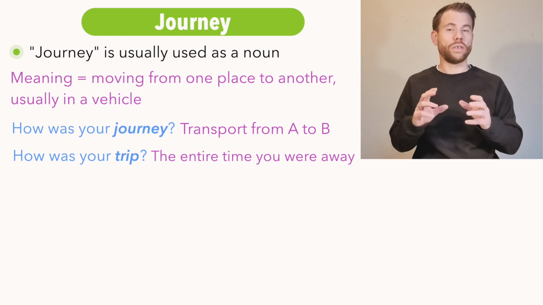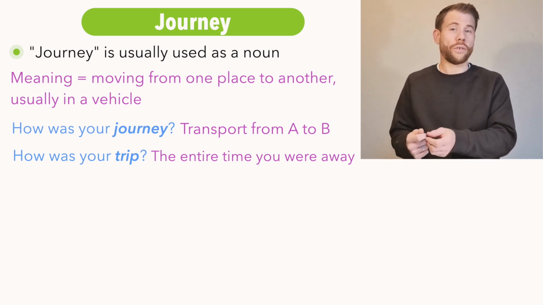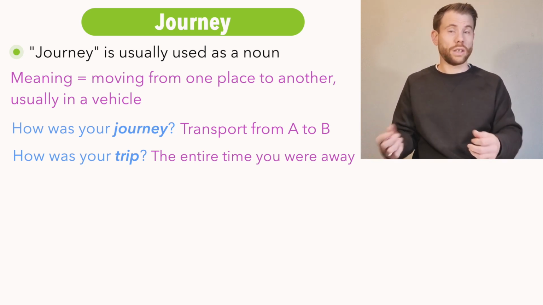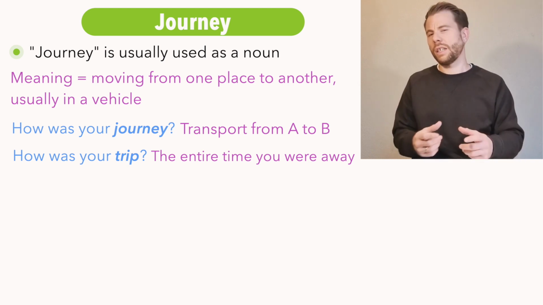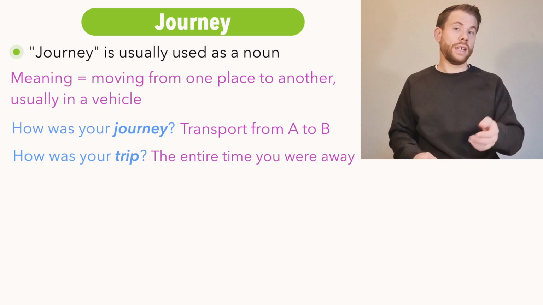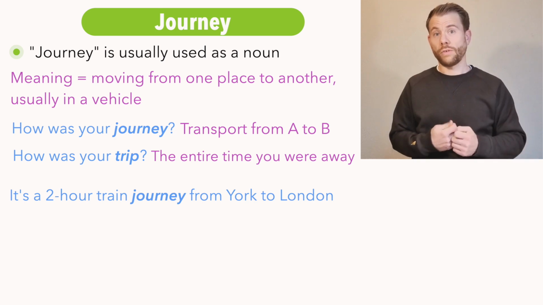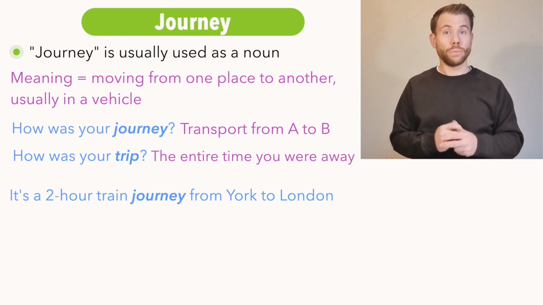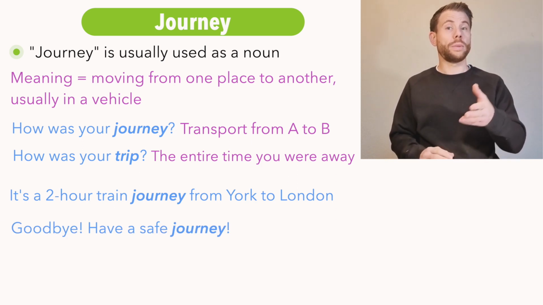So you could have a good trip, but a bad journey. You could have a bad journey there and a good journey back, but a good trip altogether. So trip encompasses everything and journey is very specific from A to B. Some examples could be, it's a 2-hour train journey from York to London. Or it's very common when people are leaving, you could say goodbye, have a safe journey. So it's something very common.